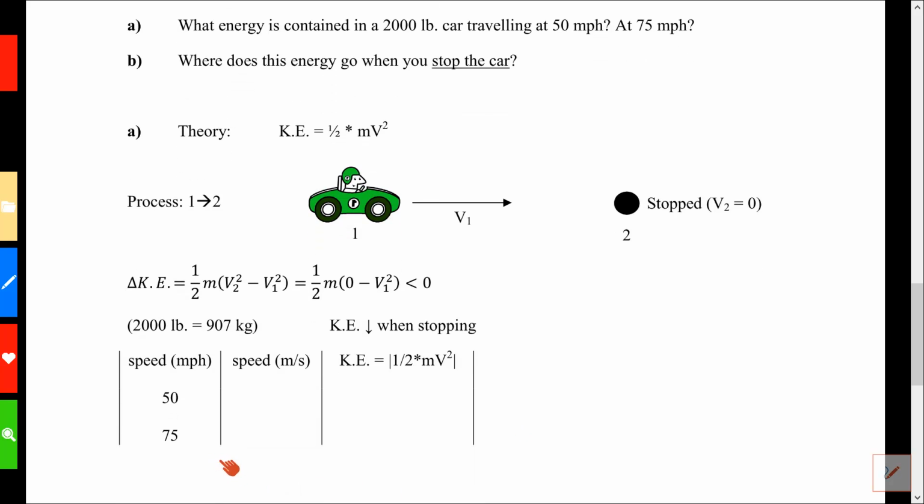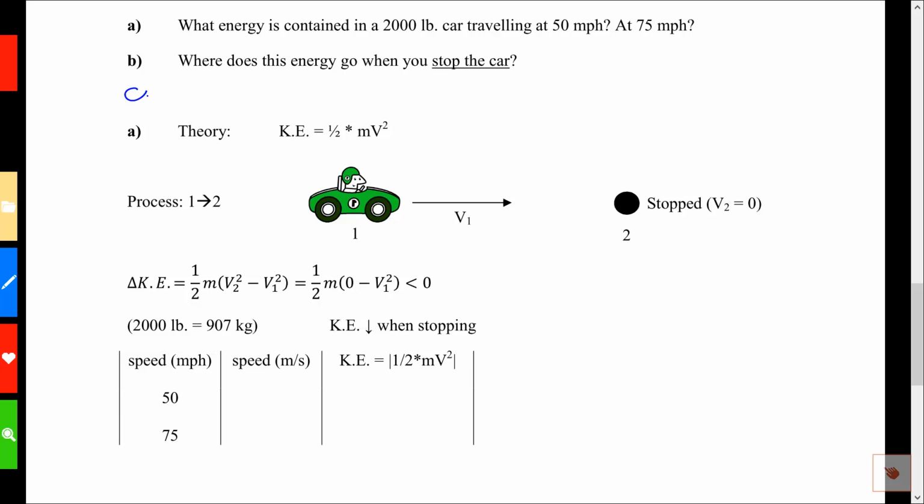Let's say that our car is 2,000 pounds, and that's the same as 907 kilograms. I want to make a little table here. I want to compute the speed in meters per second, and then I want to compute the kinetic energy. I need a conversion for speed, so let me do that up here.